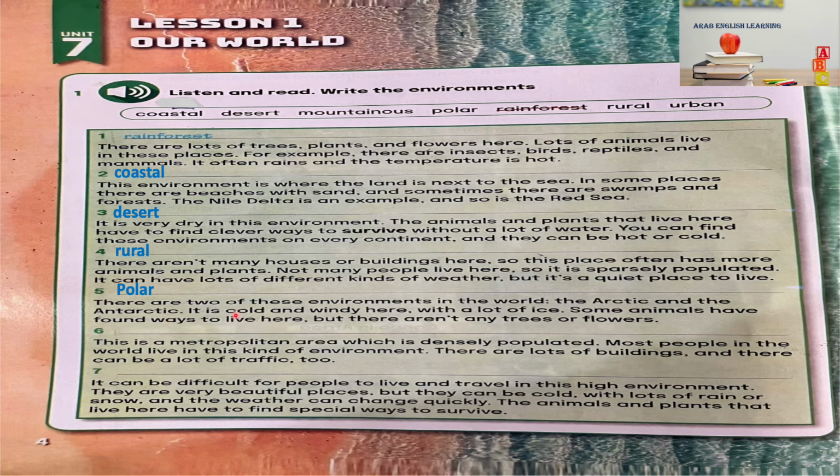There are two of these environments in the world, the Arctic and the Antarctic. It is cold and windy here, with a lot of ice. Some animals have found ways to live here, but there aren't any trees or flowers.